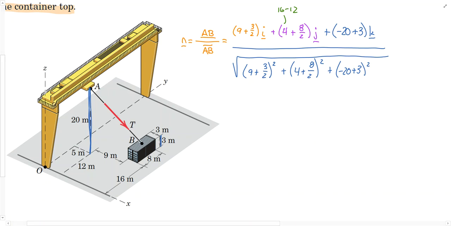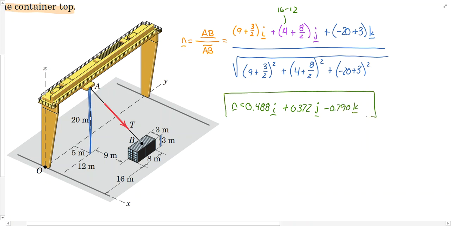And then if we write our unit vector, what we would find is that we have n is equal to 0.488 in the i plus 0.372 in the j, and then minus 0.790 in the k. So that is my unit vector.